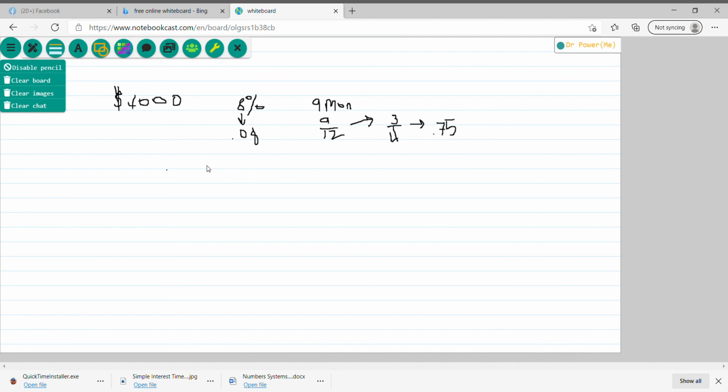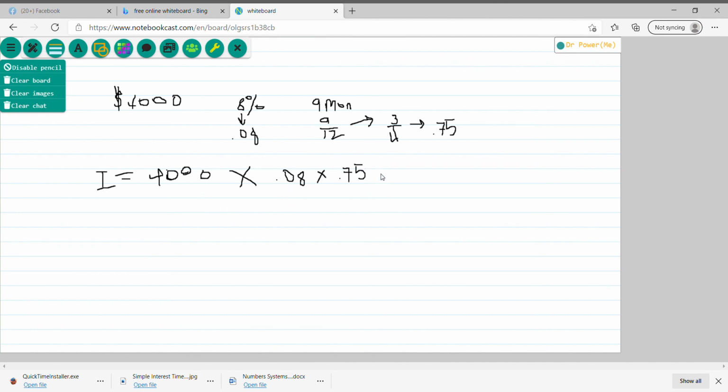And then if I'm looking for the interest, I would put it all into my formula. Interest equals principal, which is 4,000, times the rate, which was our 0.08 when we converted it, times the time, which is now converted to 0.75, or 75%, or 3/4 of a year, right? So this times this times this.